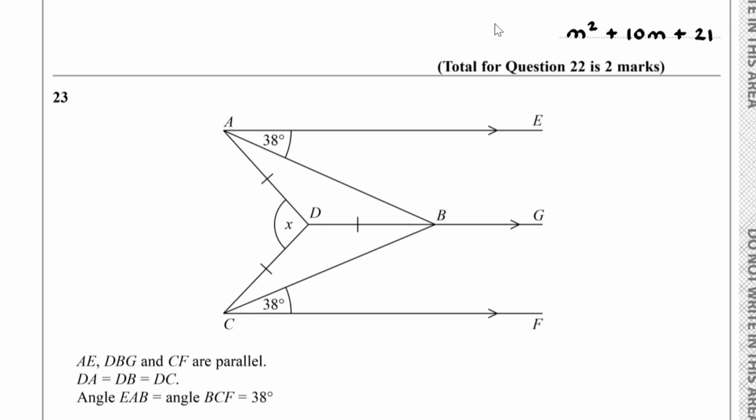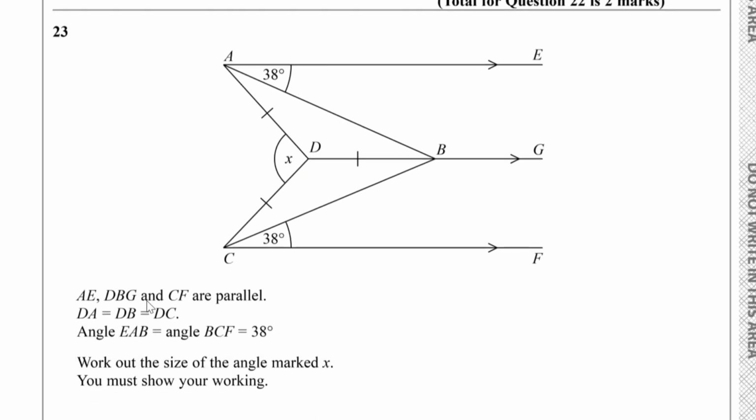Question number 23. AE, DBG and CF are parallel. DA is equal to DB, which is equal to DC, and that's what's shown here. The angle EAB and the angle BCF are 38 degrees. We have to work out the value of x.